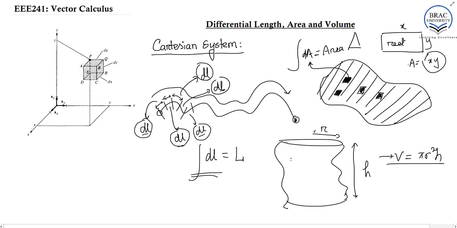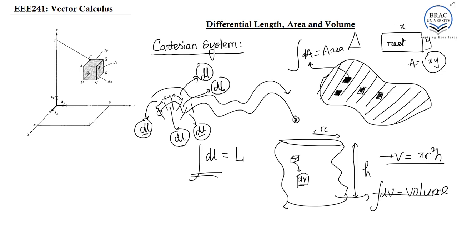So let's say a small portion over here is like this, and if you take the volume of this little piece here, this is dV. So this is called the differential volume. And if you take all sorts of differential volumes and sum them up together, you will get the total volume. Okay. So this is the basic concept of using the differential length, area, and volume to calculate different quantities.